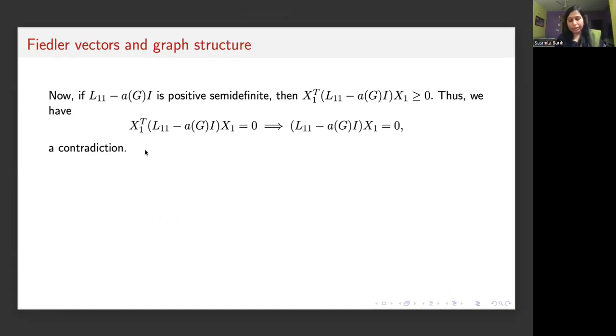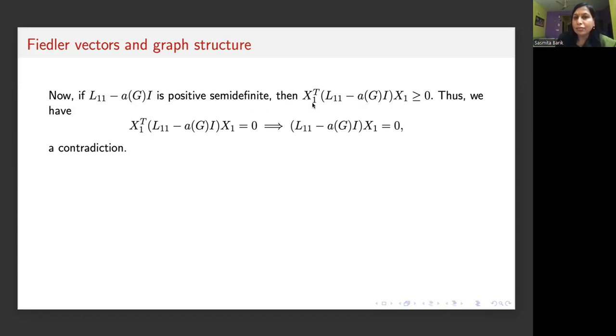So x1 transpose (L11 minus AG I) x1 is less than or equal to 0, that we observe, and that is not equal to 0 also. But now I'll see whether my matrix is positive semi-definite or not. My claim is this matrix will not be positive semi-definite. If I assume that it is positive semi-definite, then for every vector this thing happens.